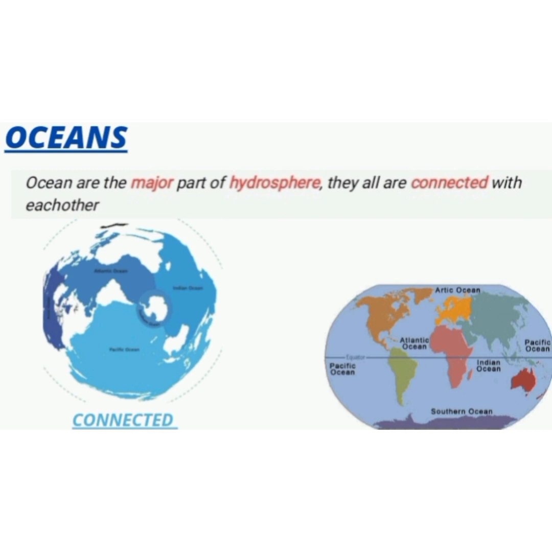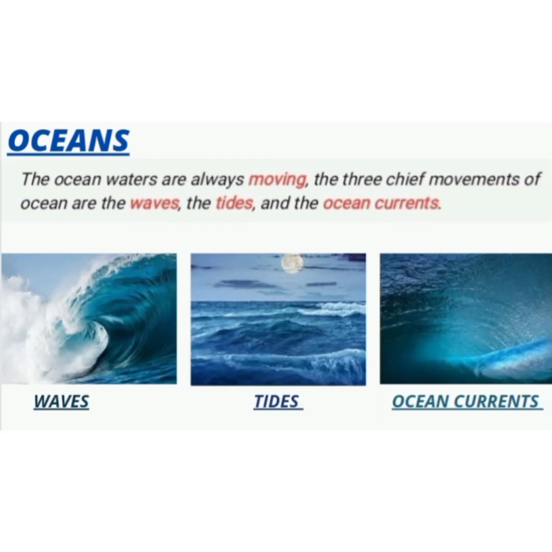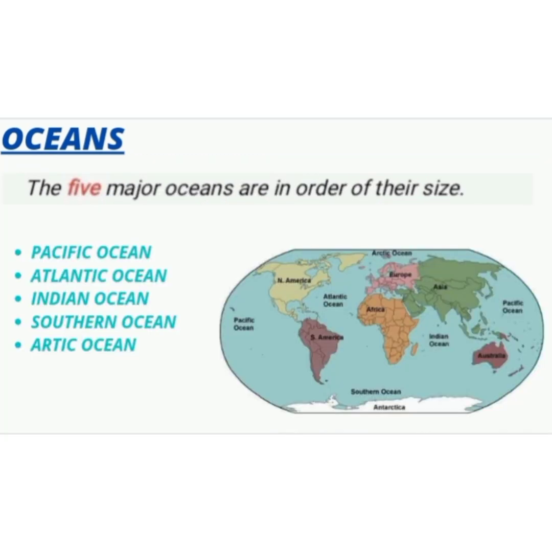Now we will study about oceans. So oceans are the major part of the hydrosphere, and as you have already studied above, they all are connected with each other. The ocean's waters are always moving. The chief major movements are three. And what are they? The waves, the tides and the ocean currents. And there are 5 major oceans. They are the Pacific Ocean, the Atlantic Ocean, the Indian Ocean, the Southern Ocean and the Arctic Ocean in order of their size. Now we will study in detail about all the oceans.